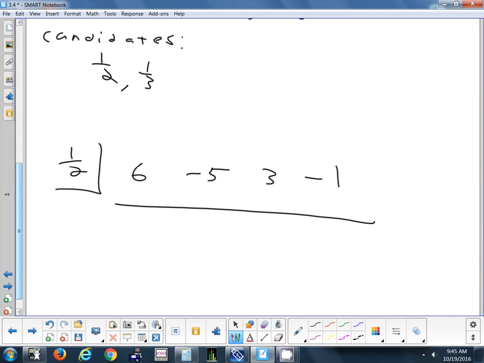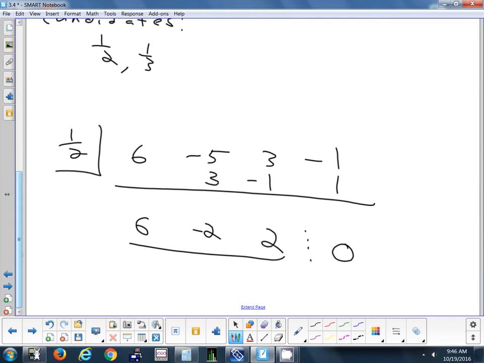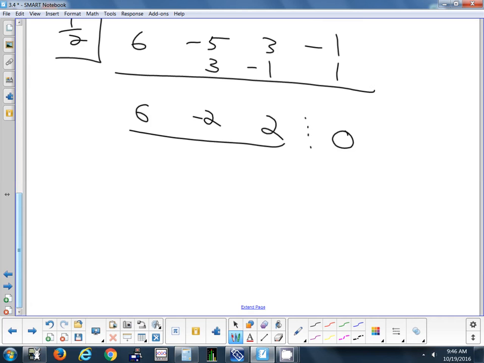So 6, half of 6 is 3. -5 plus 3 is -2. Half of -2 is -1. 3 plus -1 is 2, and half of 2 is 1. So there's my quotient. So we can see if we can factor that.